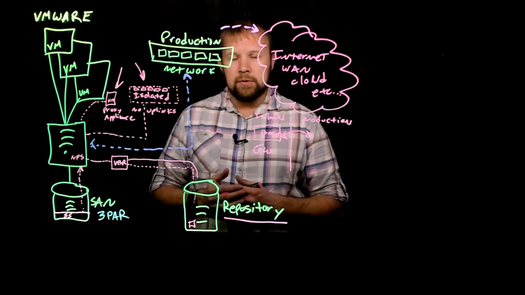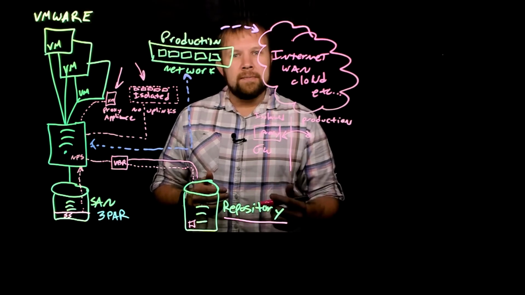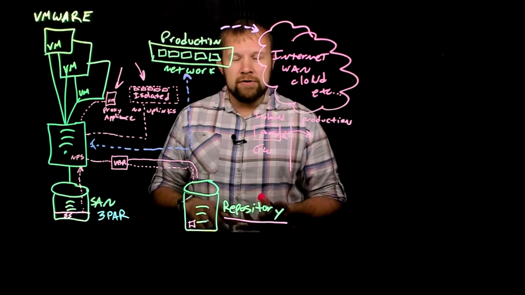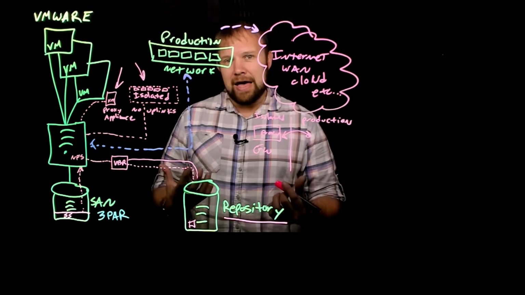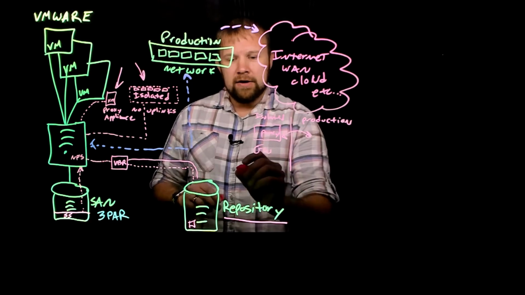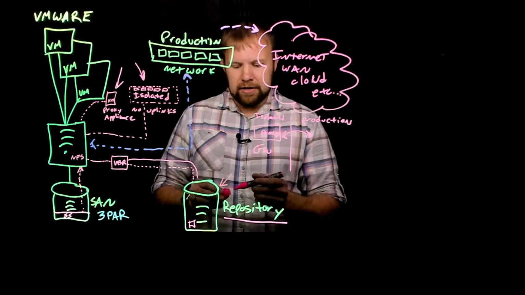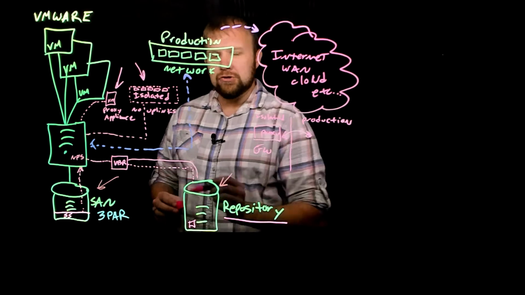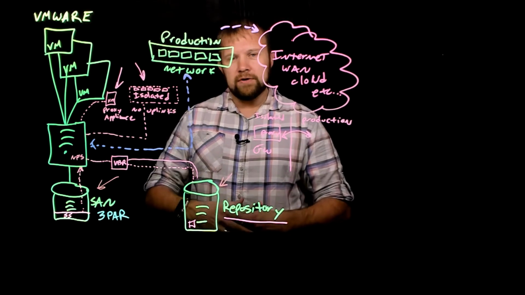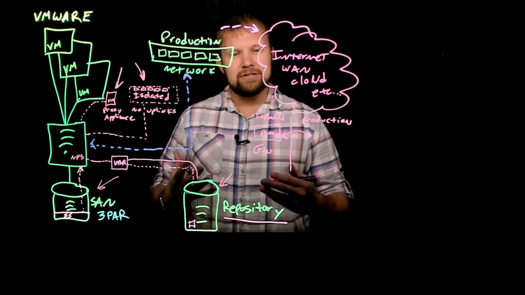Now, a con here would be, remember, it's deduped and compressed. So you've got performance penalties. You've got a deduped file and a compressed file, which by design is going to have some performance challenges. On top of that, this repository likely isn't as fast as your 3PAR, right? Normally with a backup repository, you're going for cheap and deep, very dense storage.